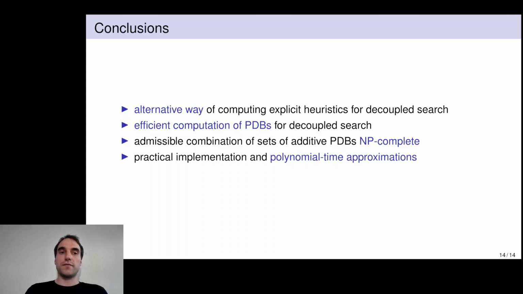In this work, we investigated an alternative way of computing explicit heuristics for decoupled search in general, then turned our attention towards PDBs and showed that we can efficiently compute single PDB heuristics for decoupled search, and that this is not easily possible if we want to admissibly combine additive PDBs. However, we still found a practical implementation and presented two polynomial time approximations for that problem.